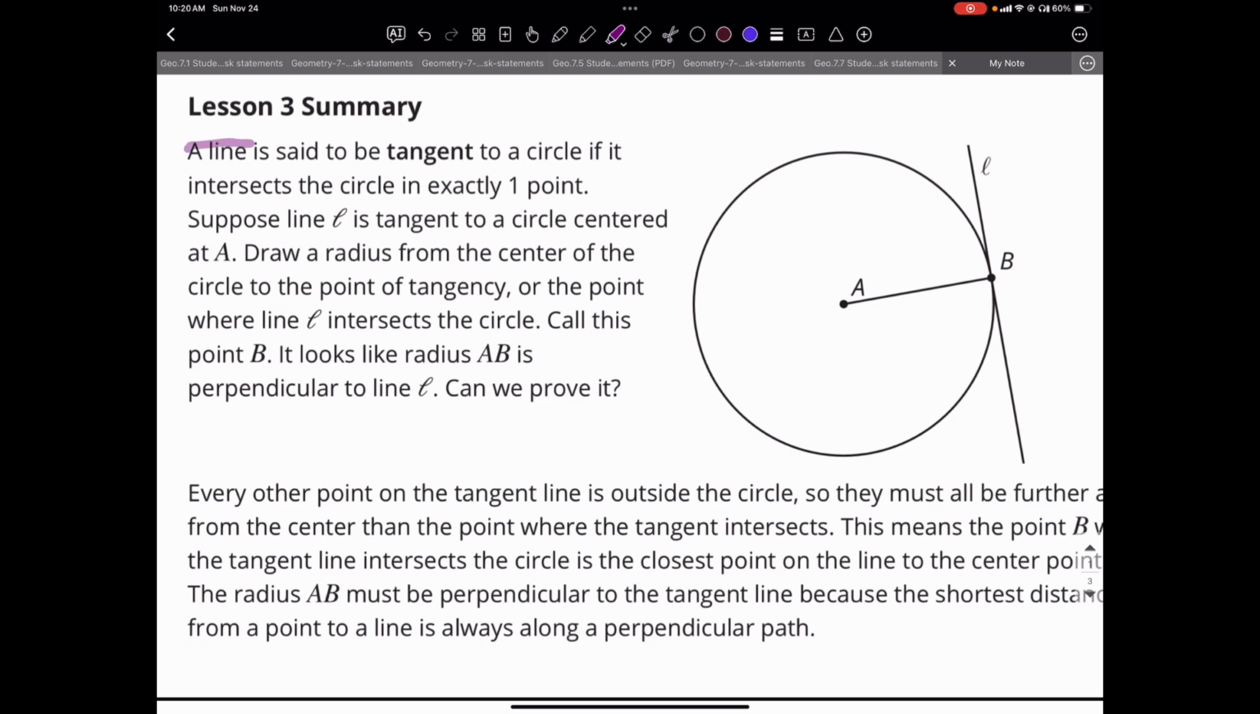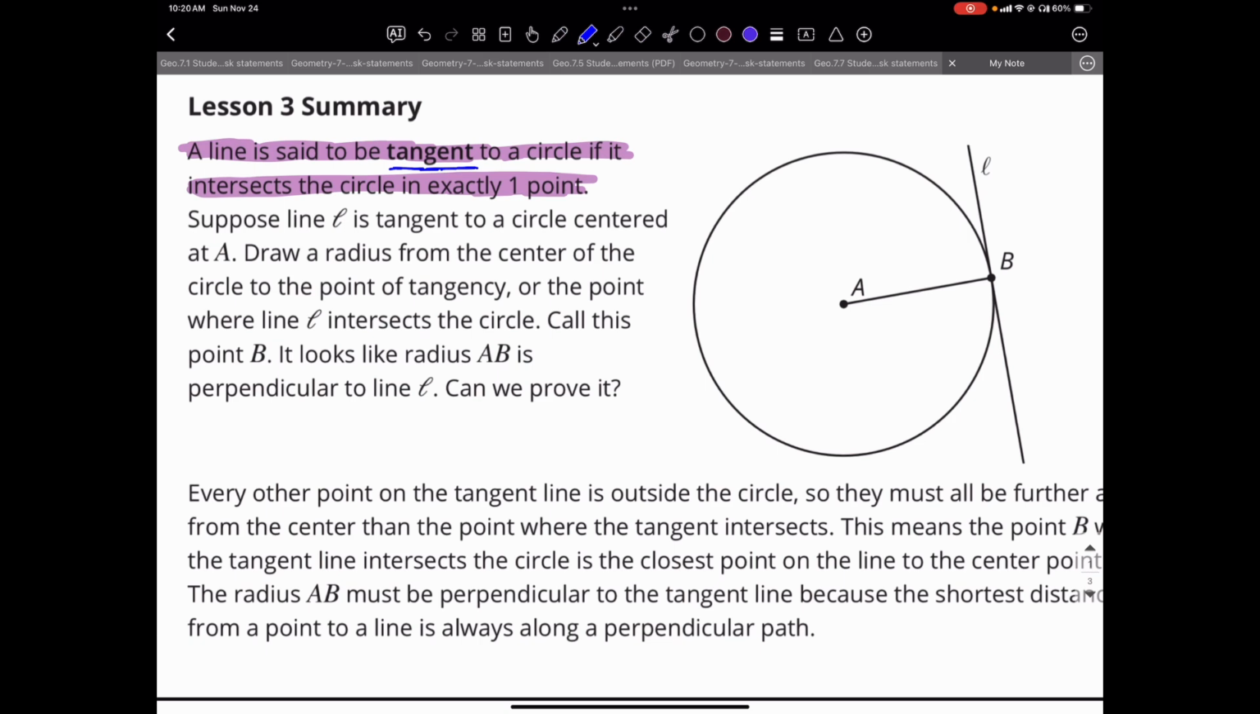A line is said to be tangent to a circle if it intersects the circle at exactly one point. Notice they say it's said to be tangent to a circle. Being tangent is a verb, so that means it's some sort of action. It has to be tangent to a circle.